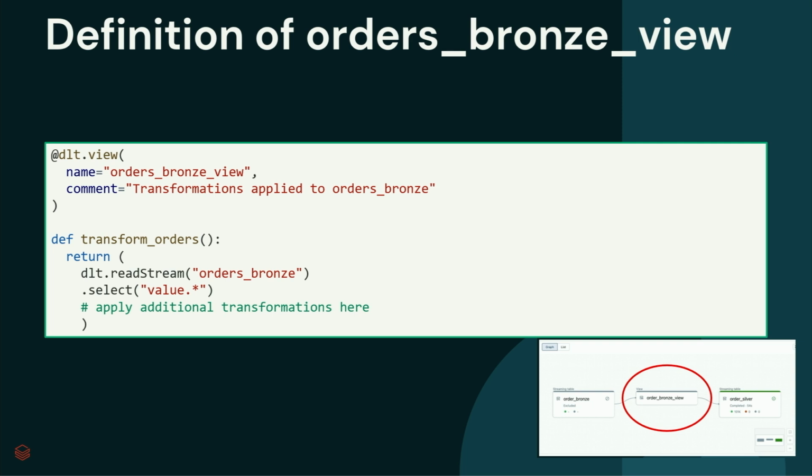Good. Second step in my DLT pipeline is the order bronze view. Very simple example here. In practice, we will probably do more here, but it just selects value.star. So it breaks out that one value column into multiple columns, the attributes in that JSON value that you saw earlier.